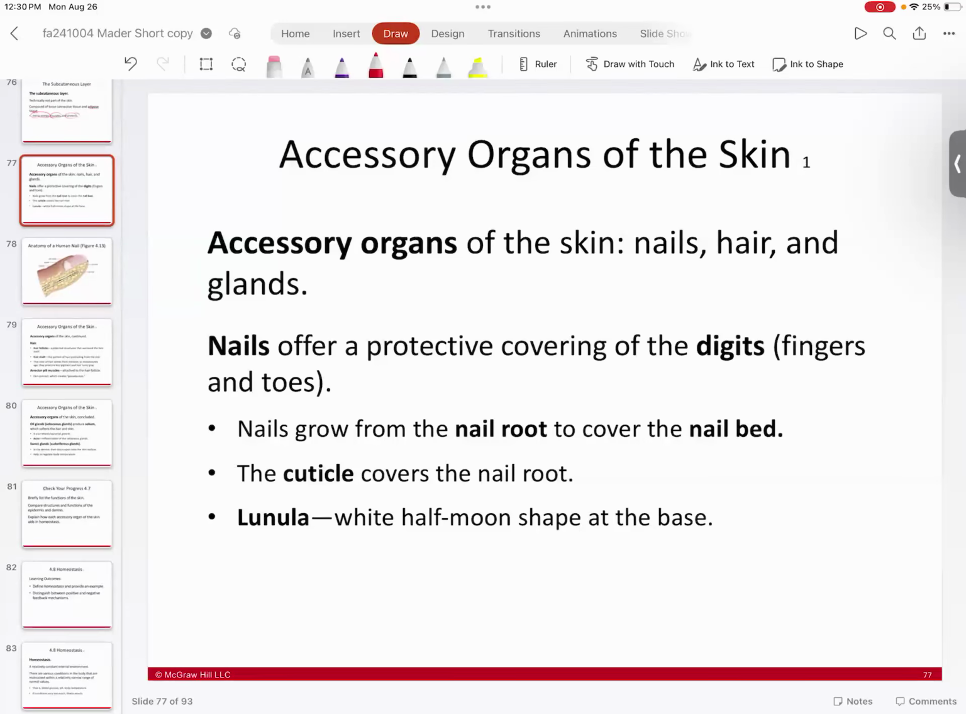First of all, skin, nail, hair, and glands. First of all, nails. Let's take a look at this. So nails are protective. That's what they're supposed to be. They're a protective covering for your fingers and your toes. And so ultimately what happens is the nails will grow from what's called a nail root. That's basically where the base of your fingernail is, where the moons are. And that covers essentially what's called the nail bed.